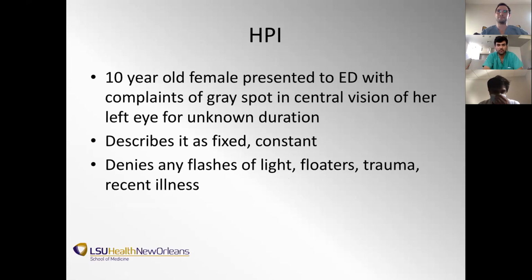She presented to the ED with complaints of a large gray spot in the center part of her vision in her left eye. She didn't know how long it had been there, but ever since she noticed it, it's been there constantly. It was fixed, it didn't really change position. She denied any flashes of light, any floaters, any recent trauma, any recent illness, or any other issues.